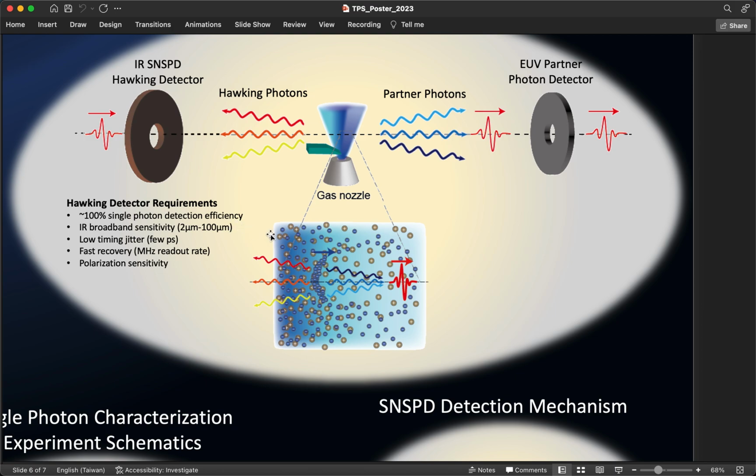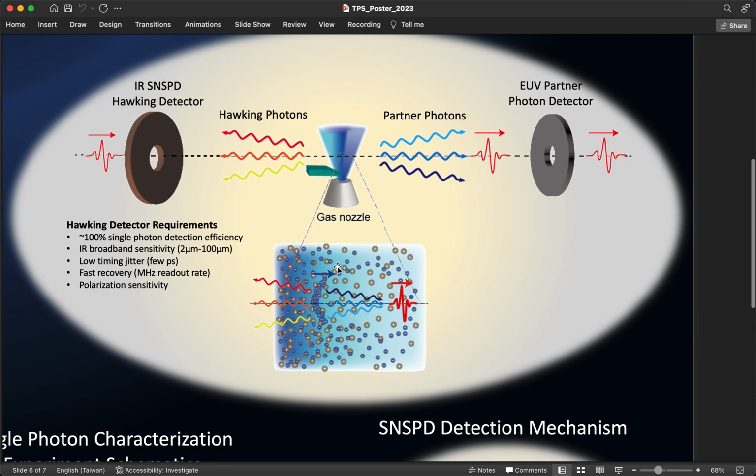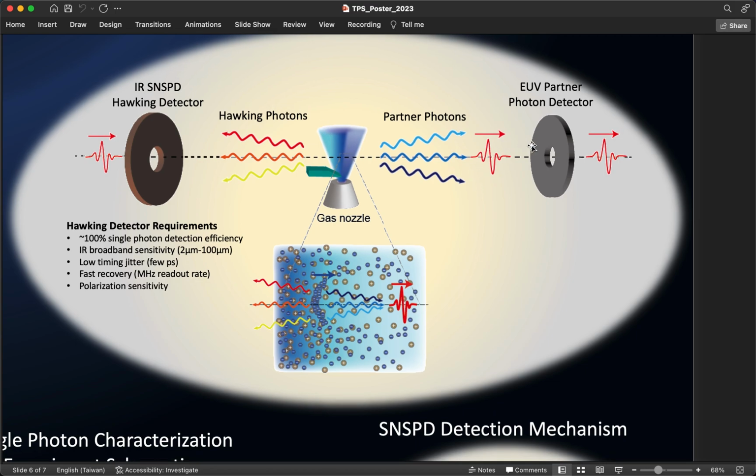first get rid of the background that would also be radiated from the plasma wake field, which are not the Hawking photons. And also we want to do coincidence with the EUV partner photons, because the Hawking photons and the partner photons would be entangled, so the polarization and the timing would be correlated.